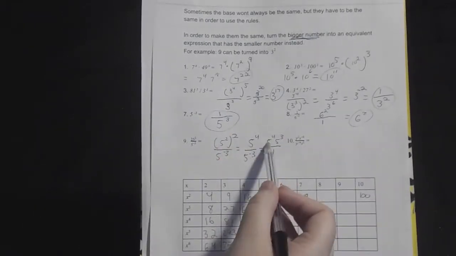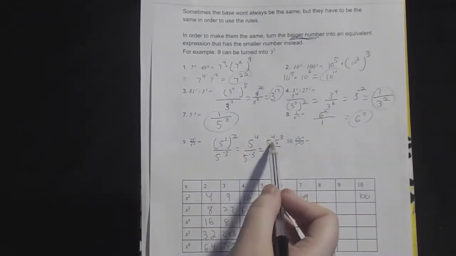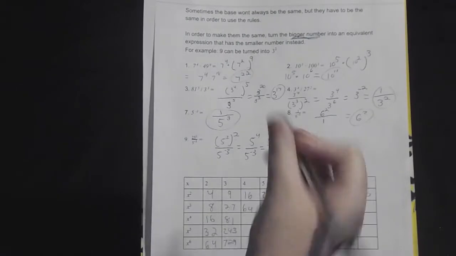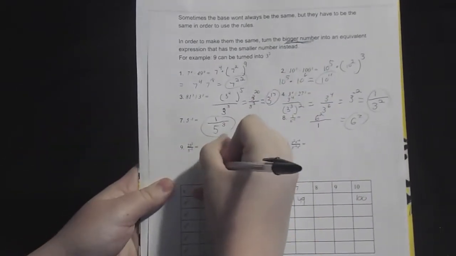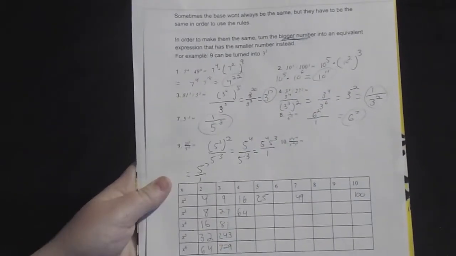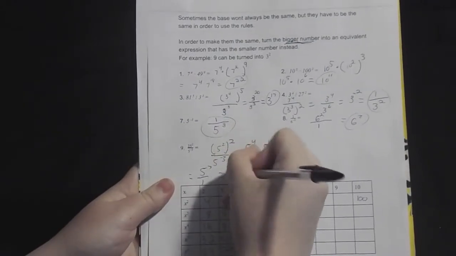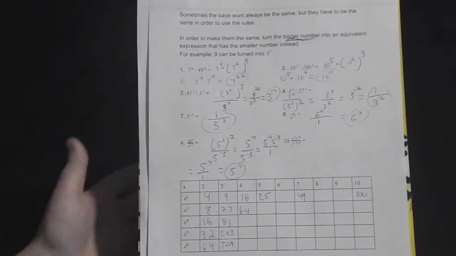So now these two are being multiplied to each other. When we multiply two numbers, you add their exponents. So you end up getting 5 to the power of 7 divided by 1. However, anything divided by 1 is just itself, so it's 5 to the power of 7.